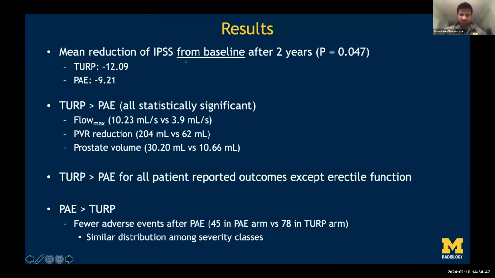So once again, same sort of theme that I was talking about. Mean reduction in IPSS from baseline, TURP was awesome, PAE was awesome. It works. And the most important thing that we keep saying over and over again is that the adverse events with PAE are much lower than TURP.